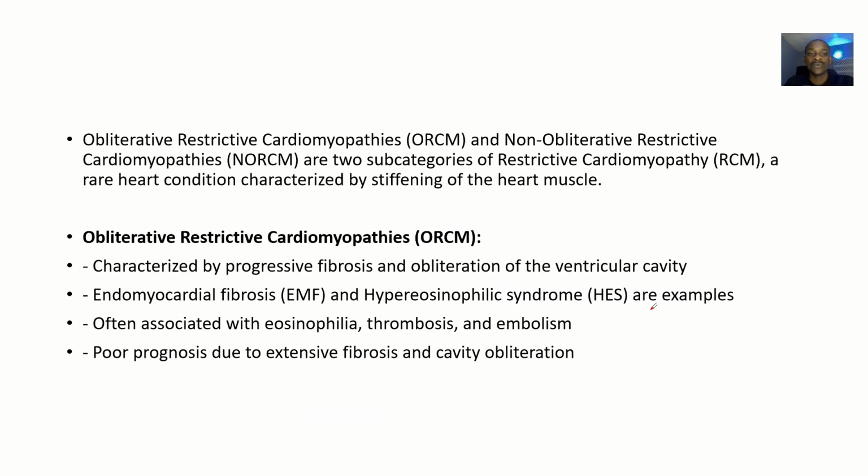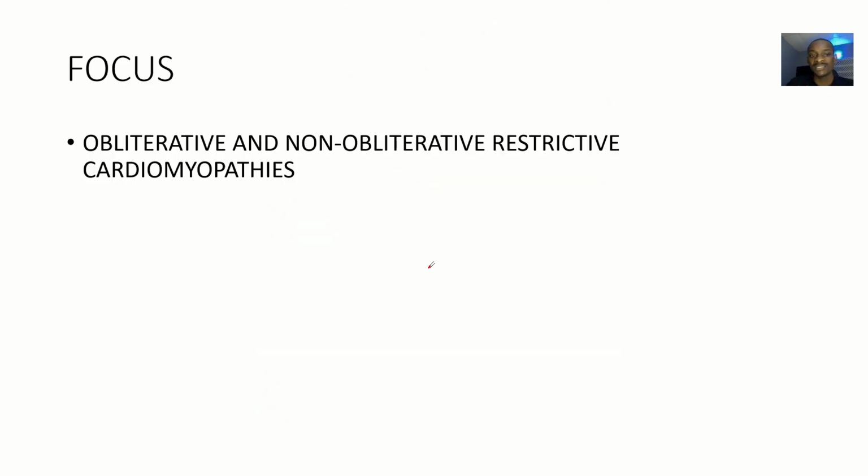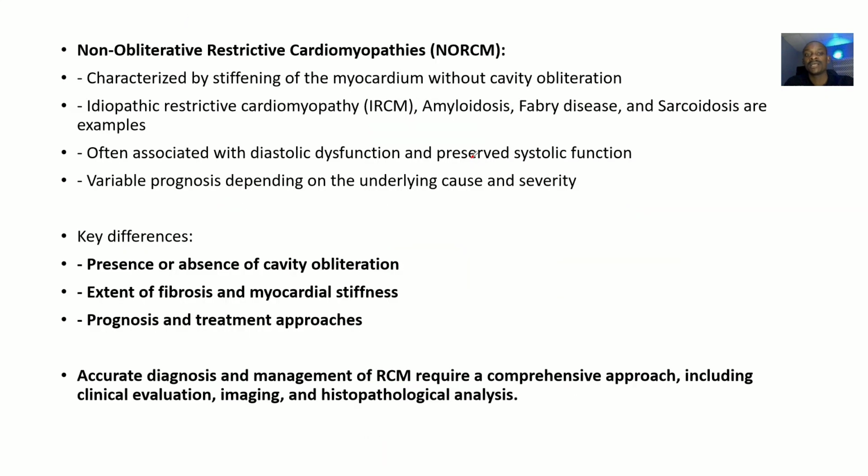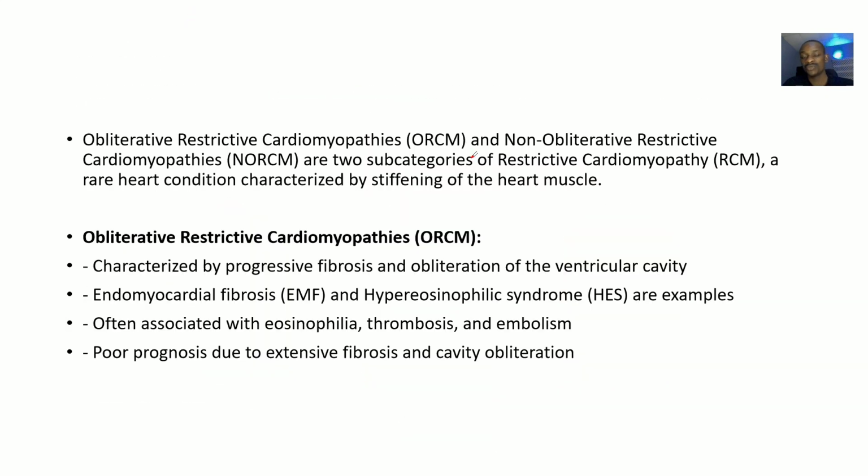Now, in restrictive cardiomyopathy, there's a type known as obliterative, and anything that is obliterating is like it is eating off, right? Then non-obliterative, the restriction is just there, but the muscles are not eating off. So we'll talk about the two concepts, so you get to know the differences between the two.